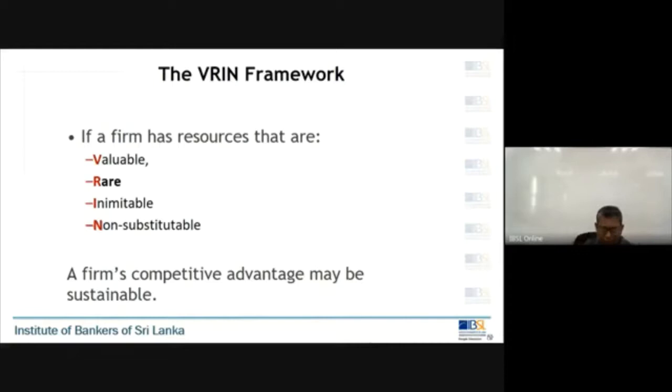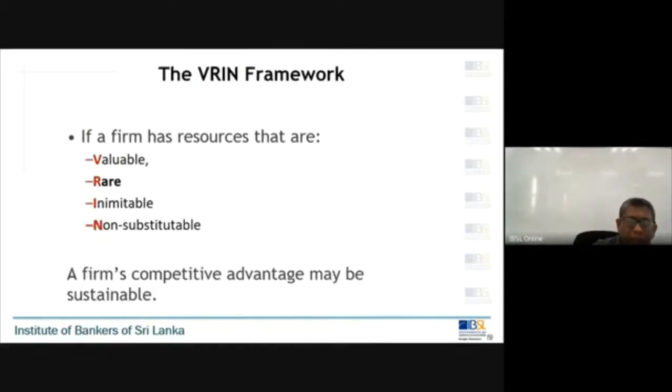The letters stand for: valuable, rare, inimitable, that is, cannot be copied, and non-substitutable, that is, cannot be replaced. That is VRIN. So we need to look at our competitive advantage through this VRIN approach. Let's look at it.